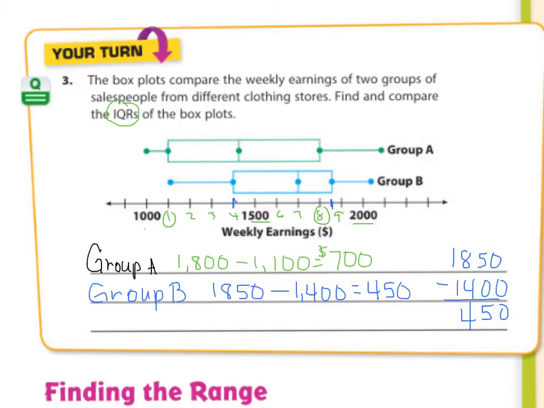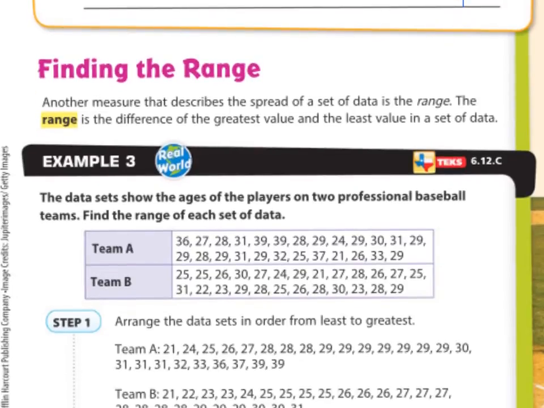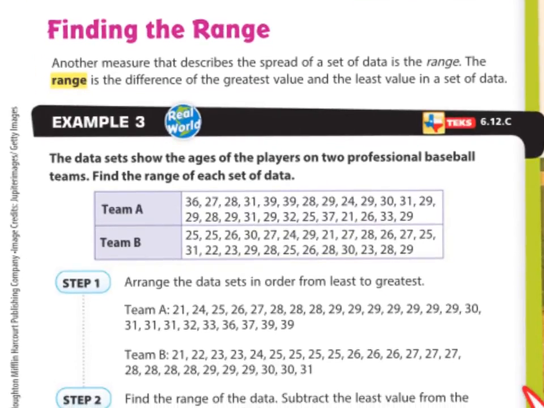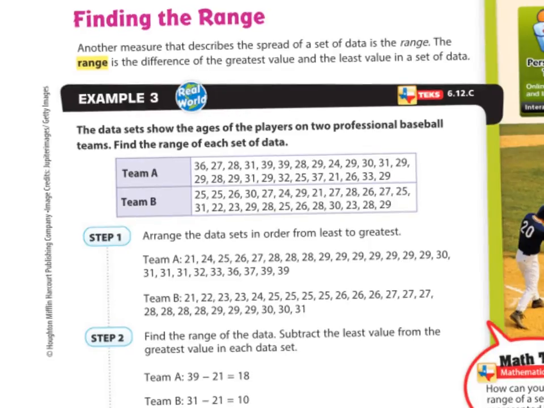So Group A spreads out a whole lot more than Group B does. That's a much bigger rectangle. The whole picture for Group A is longer than the one for Group B. Now, finding the range. A lot of you have been asking me when are we going to learn about range? You already learned about it in elementary. Another measure that describes the spread of a set of data is the range. The range is the difference of the greatest value and the least value in a set of data.